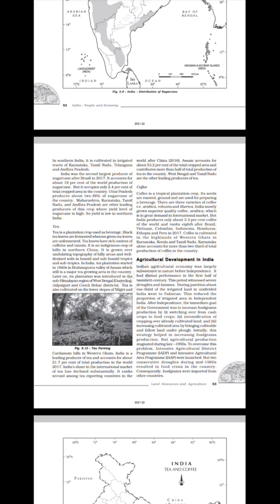India is a leading producer of tea and accounts for about 21.1% of total production in the world in 2016. India's share in the international market of tea has declined substantially. It ranks second among tea exporting countries in the world after China in 2016. Assam accounts for about 53.2% of the total cropped area and contributes more than half of total production of tea in the country. West Bengal and Tamil Nadu are the other leading producers of tea.